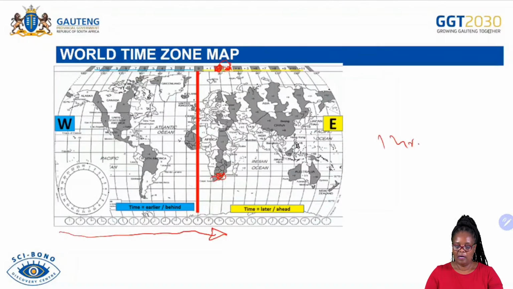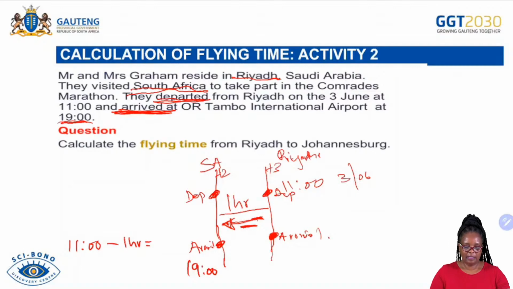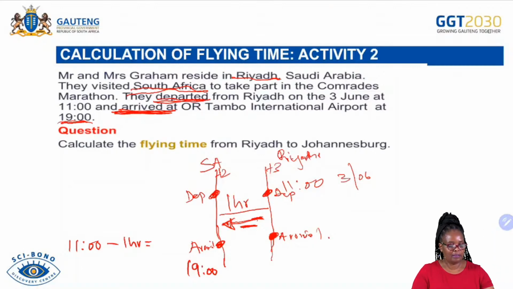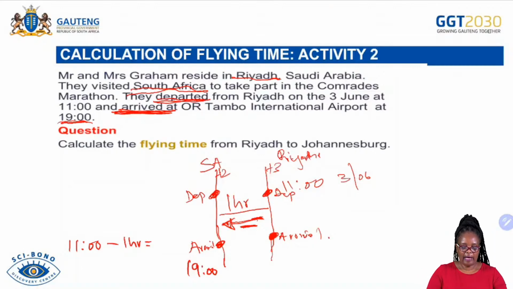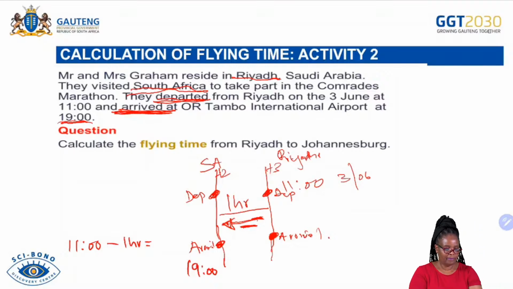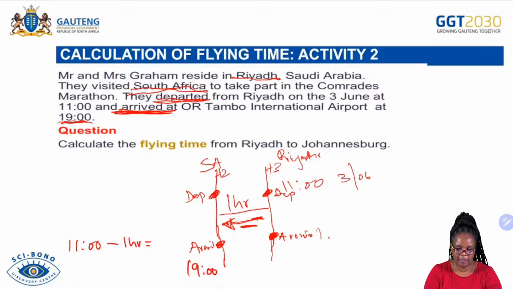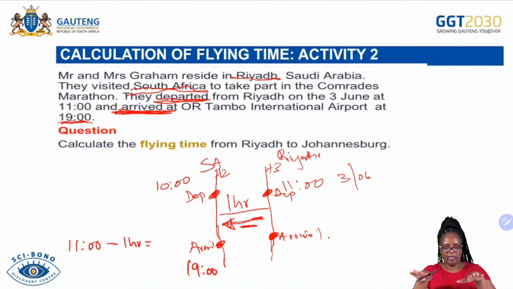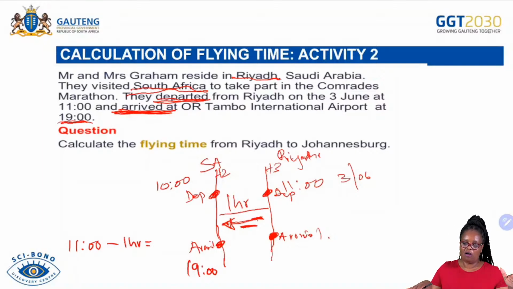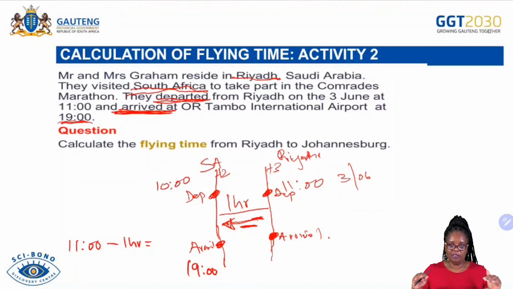So this 10 hours, where did we put it? It is here at Johannesburg. Remember, I said it's the same time. When it is 11 here in Riyadh, it is 10 o'clock here in South Africa. That's what we've been counting.